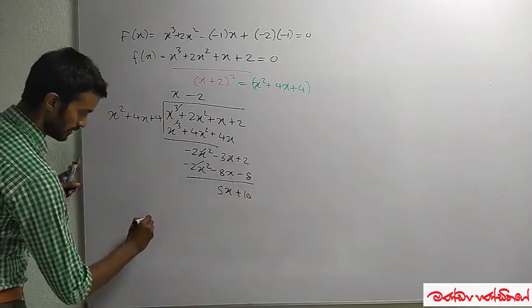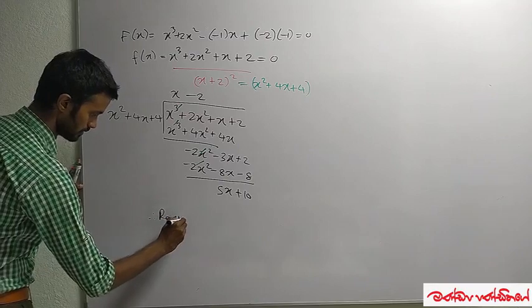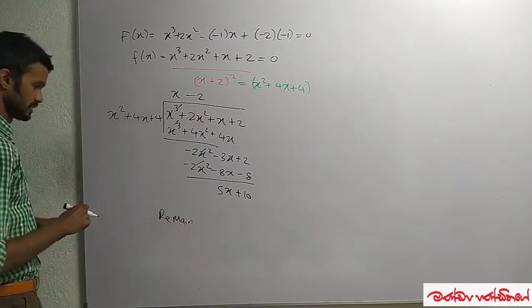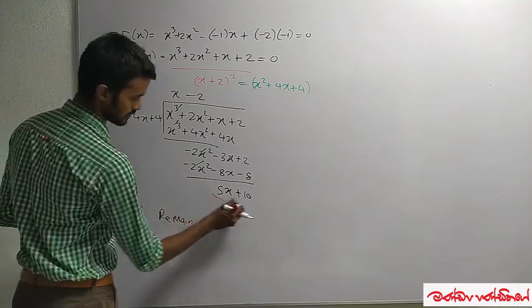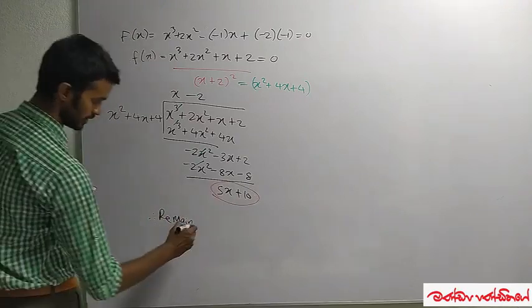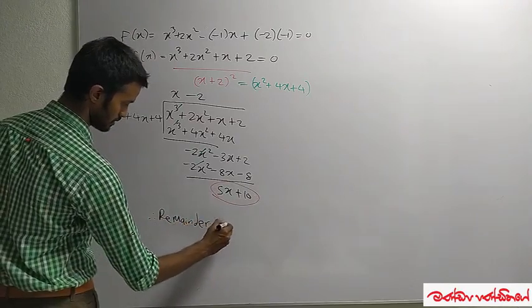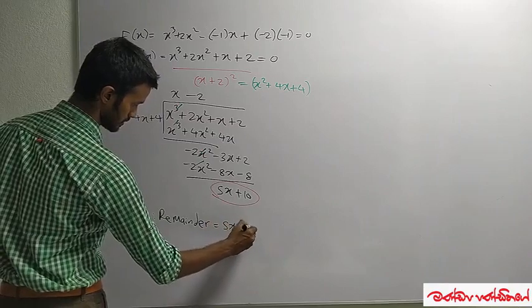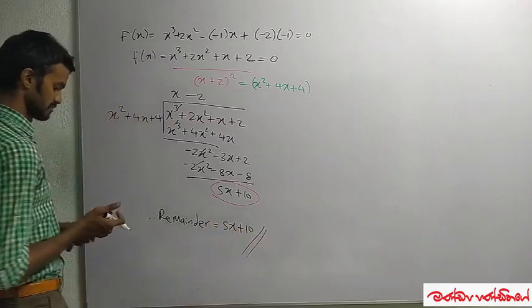So they're asking us the remainder. Therefore, this part is the remainder. The remainder is given by 5x + 10.